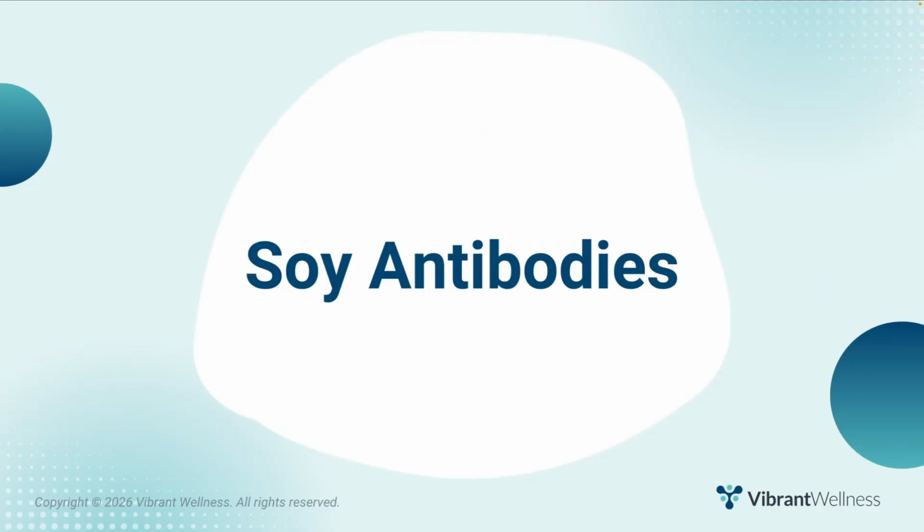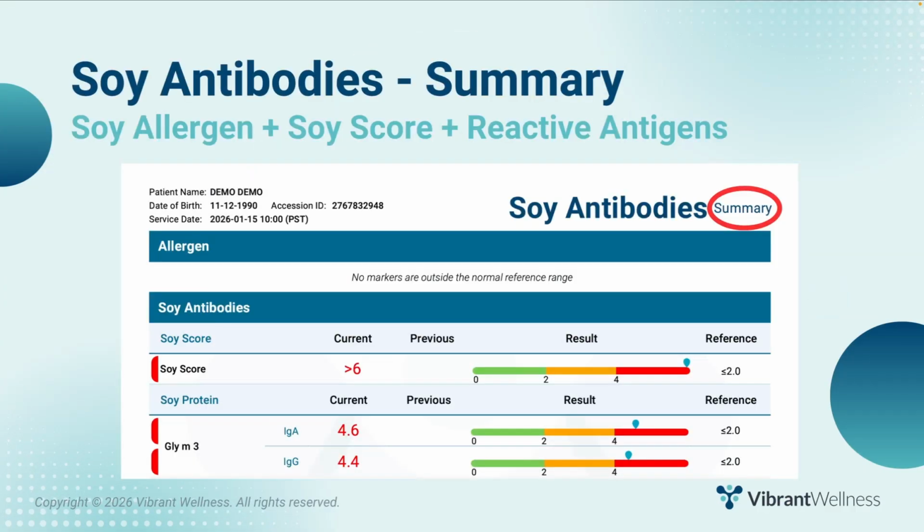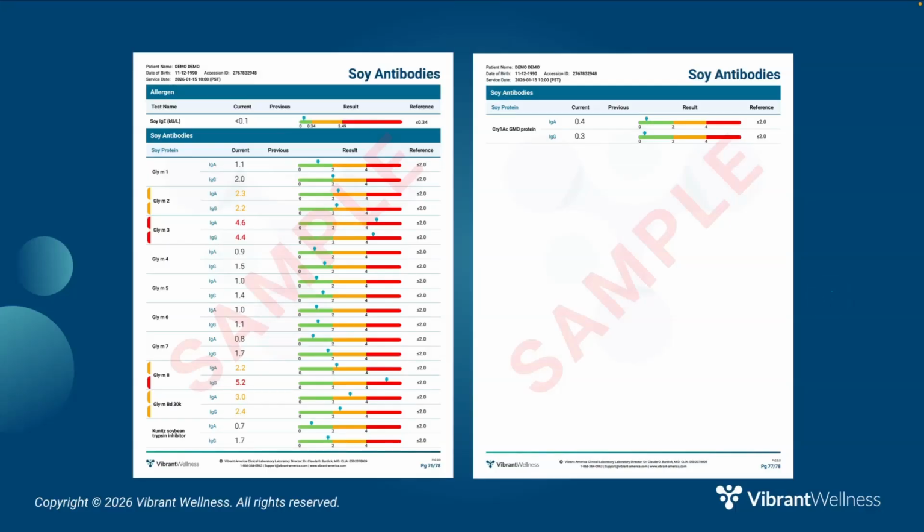Soy antibodies are next. The soy antibody summary includes the allergen section, the soy score, and then all the markers that are out of range, like GlyM3 IgA and IgG, which are highly elevated at 4.6 and 4.4 respectively. The soy antibodies ends with the level of all markers, including soy IgE and soy proteins, including the Cry1AC GMO protein.